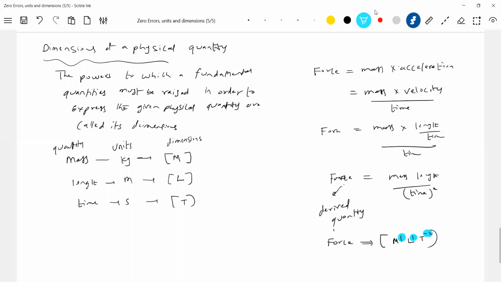So we are expressing its dimension. What is the use of this now? Suppose you want to apply a force. Tell me what you should do. The machine that you are going to design should take care of these things, no?